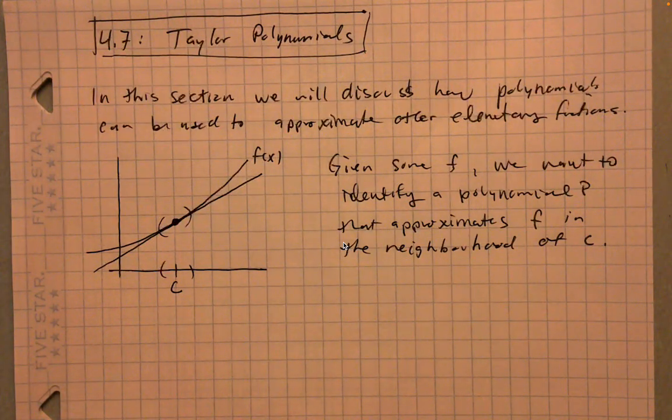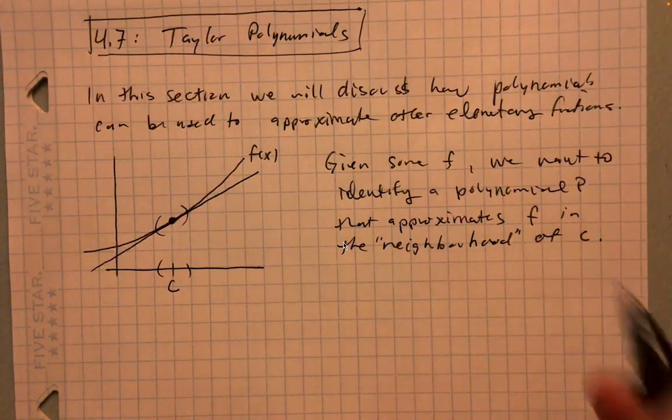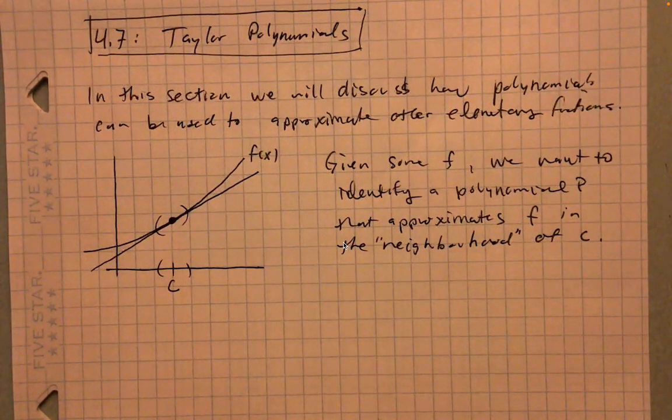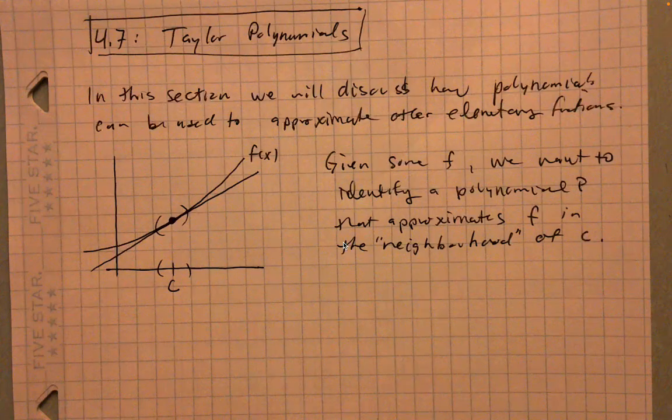Now this term neighborhood, we use it loosely here. If you go further in the math career, when you get into analysis, the idea of neighborhood is very specific and rigorously defined. But here we literally just mean values near c. That's a loose way of thinking about it.